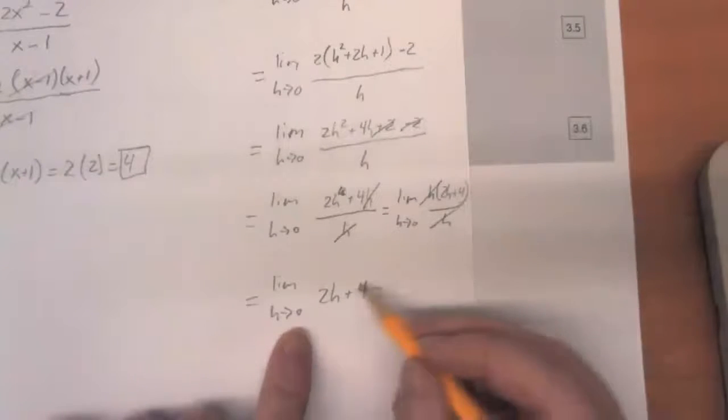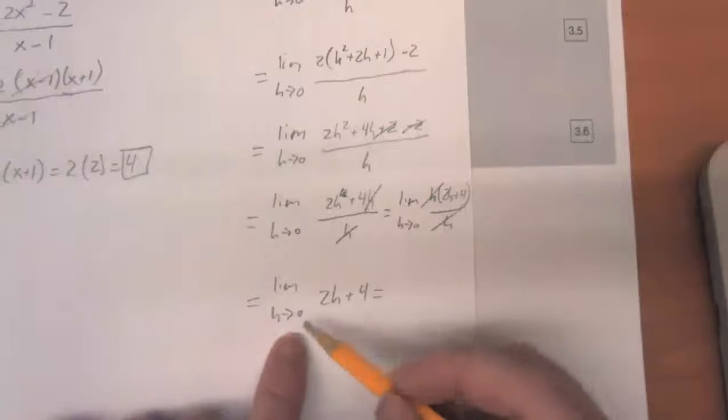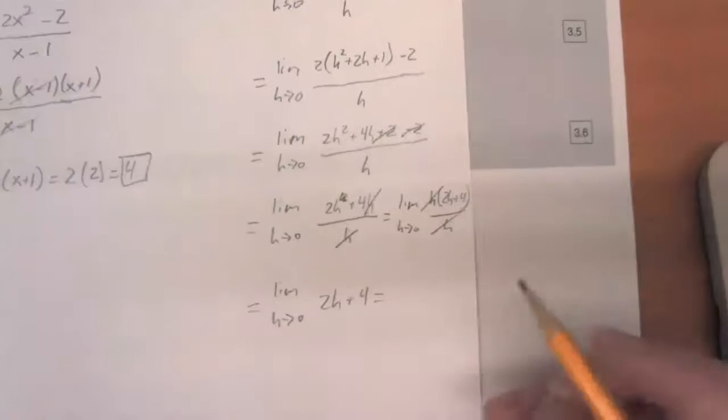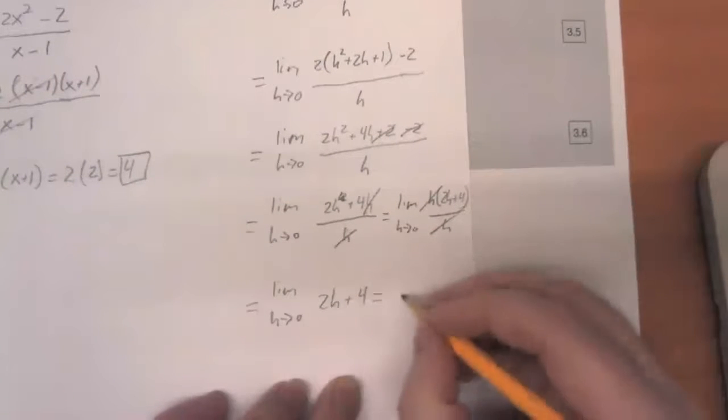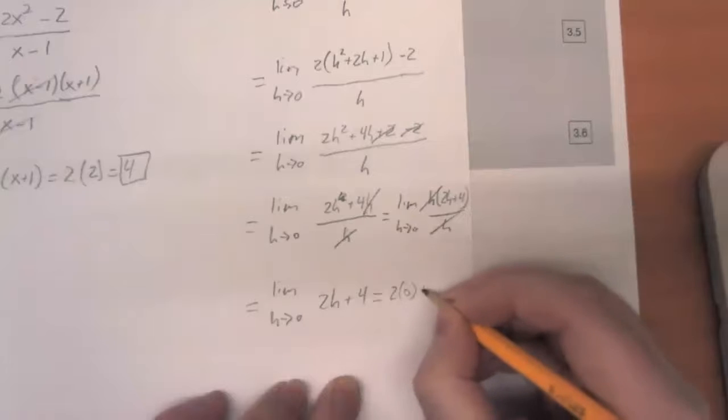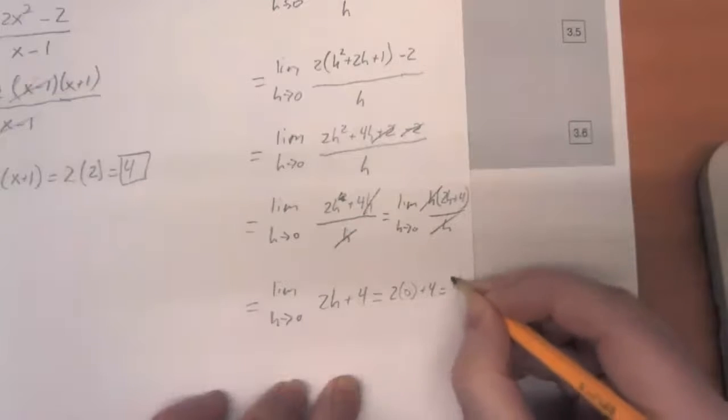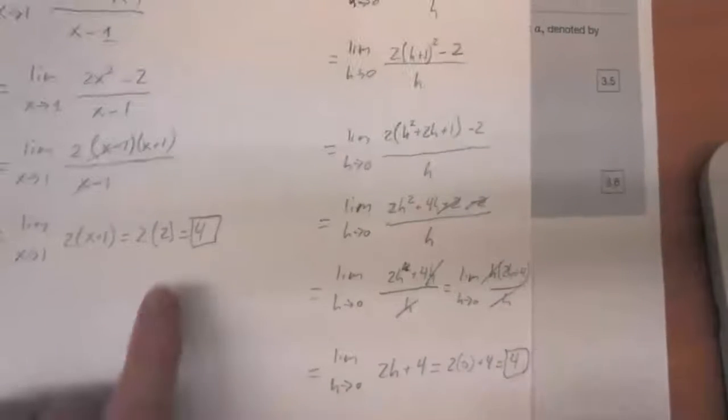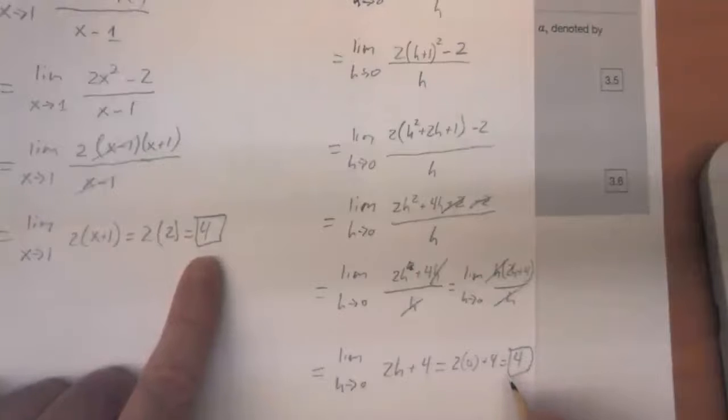And once again, now that we've gotten rid of the quotient here, we can just substitute 0 in for h. And so that is 2 times 0 plus 4, which is just equal to 4. So you see we got the same answer of 4 either way.